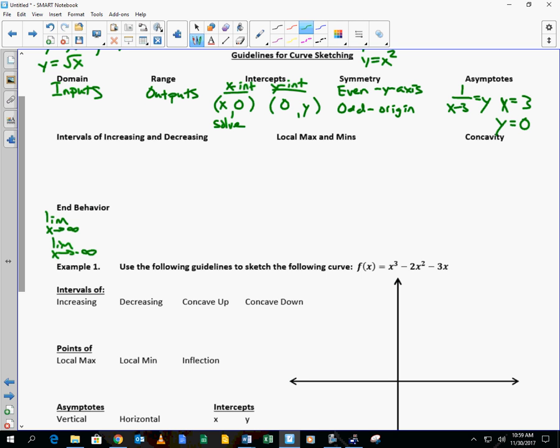Increasing, which derivative, first or second? F prime of x must be greater than 0 for it to be increasing. If it's decreasing, then f prime of x is less than 0. How about maxes and mins? Local max happens when f prime changes from positive to negative, and min happens when f prime changes from negative to positive. You have to memorize these pieces, folks.